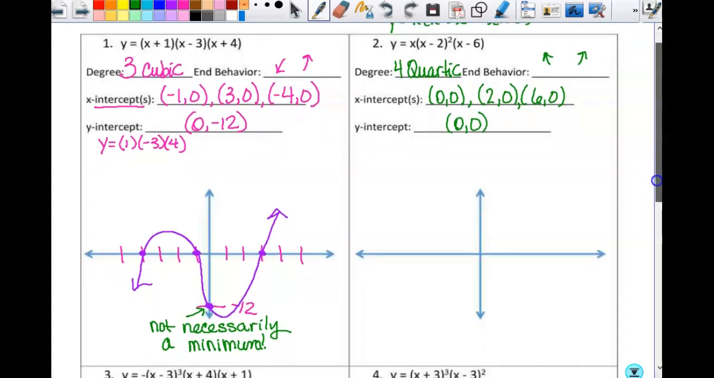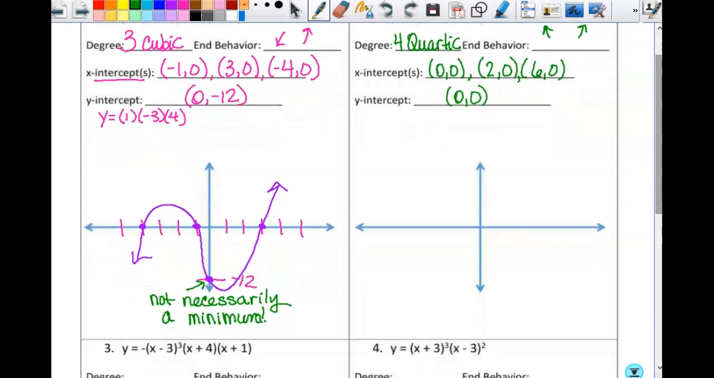All right, so now we are going out to 6. So we're going to make sure we do hash marks that'll fit. 1, 2, 3, 4, 5, 6. All right, so then my ordered pairs here, I've got 0, 0, I've got 2, 0, and I have 6, 0.